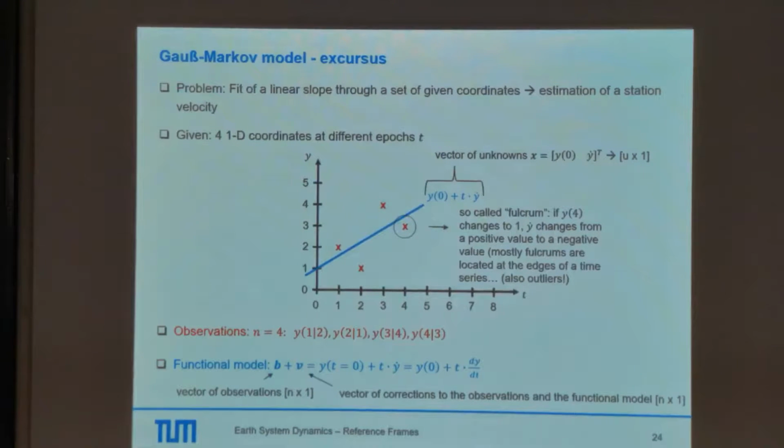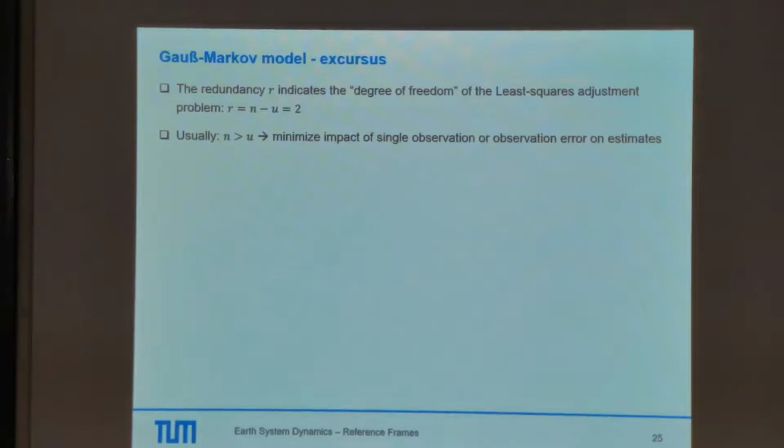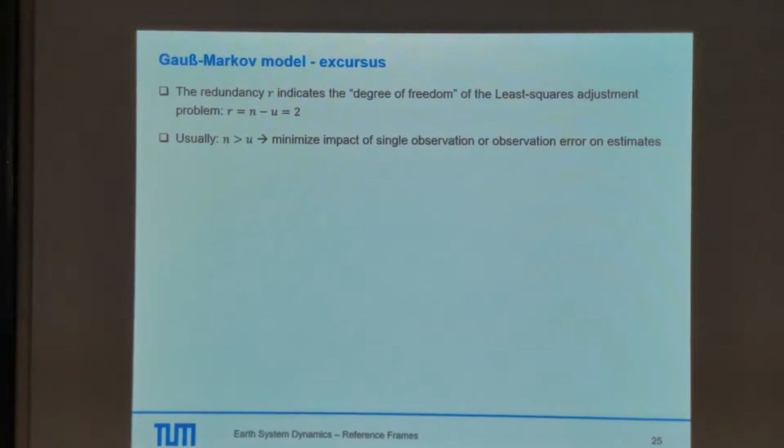So at this point we have no outliers at all. We have these four points, and we want to estimate offset and velocity. So what we do, we can look at the redundancy R, which indicates the so-called degree of freedom of the least squares adjustment. The redundancy is the number of observations minus the number of unknowns. How many observations do we have? In total 4. How many unknowns do we have? 2.